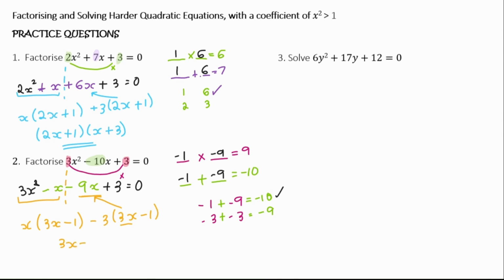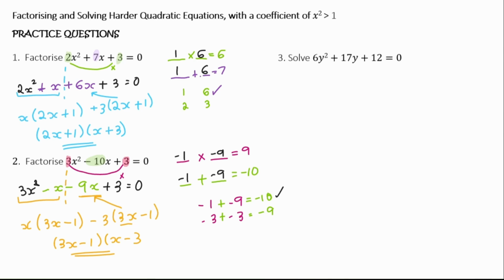So we now have our two factors. The first bracket will be 3x minus 1, and the second bracket will be x minus 3. And because this question is just asking us to factorize, this is our final answer for number 2.